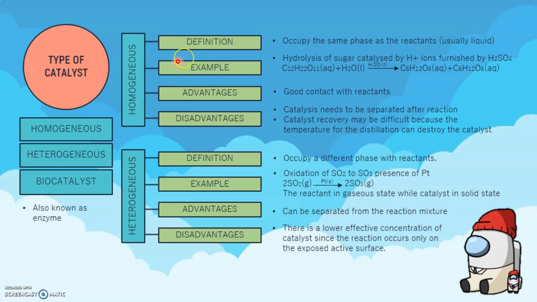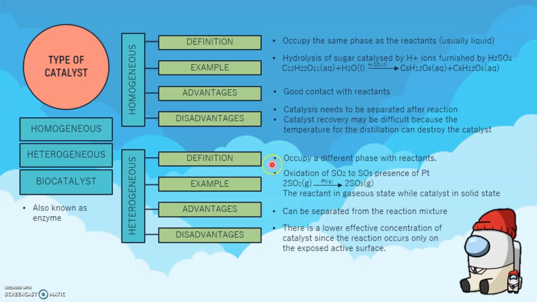For the homogeneous catalyst, by definition, it occupies the same phase as the reactant. For instance, hydrolysis of sugar catalyzed by hydrogen ion furnished by sulfuric acid. The advantage of it is that it has good contact with the reactant since it has the same phase. The disadvantages of homogeneous catalyst are that it needs to be separated after the reaction, and also catalyst recovery may be difficult because the temperature for the distillation can destroy the catalyst.